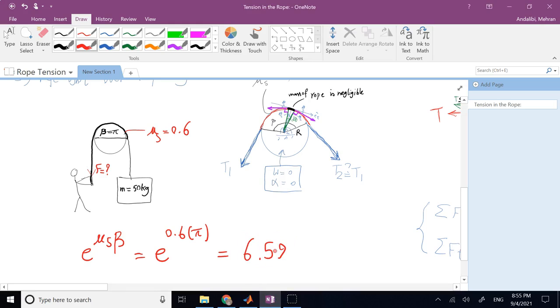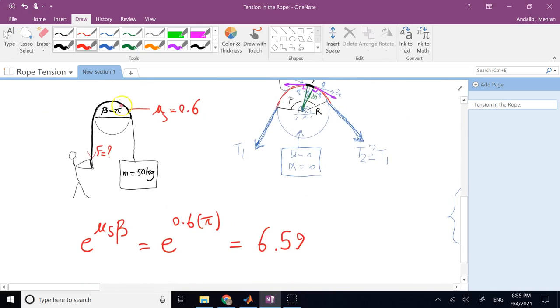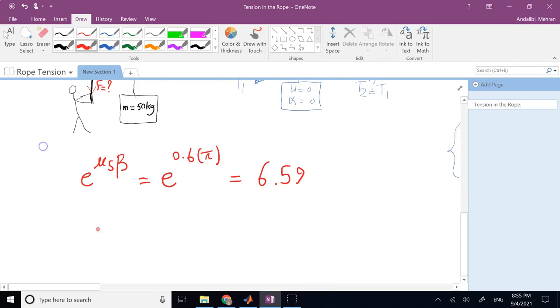So it means one of the forces is 6.59 times bigger than the other. And which one is it? It's W that is bigger, because friction is helping you, right? If you let this weight go, it wants to slide down. Friction is going to be, in general, this way to keep it in balance. So it is going to come to your help. So in this case, W over F is equal to that, or W is equal to F times e to the mu s times beta. Therefore, F is W divided by that number.